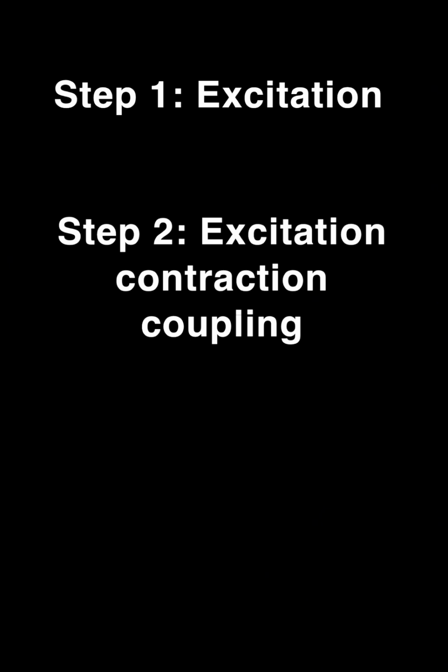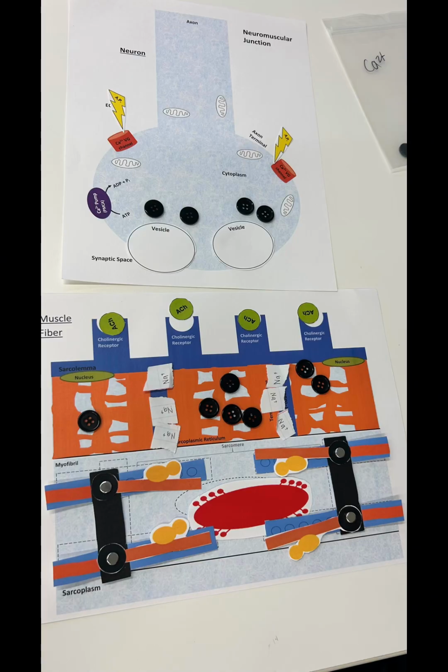In step 2, excitation contraction coupling, in picture 2, you can see that the acetylcholine is released and then docks at the ligand-gated sodium channel, causing the channels to open. Once open, the sodium then comes rushing in due to its positive charge and the sarcoplasmic reticulum being negatively charged. Once the sodium is inside, it then goes to the T-tubules.